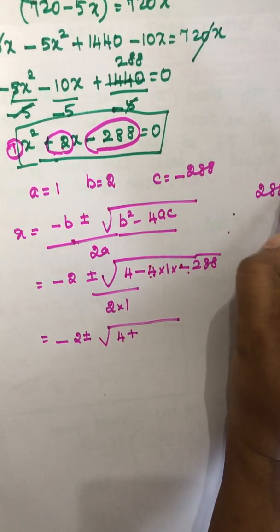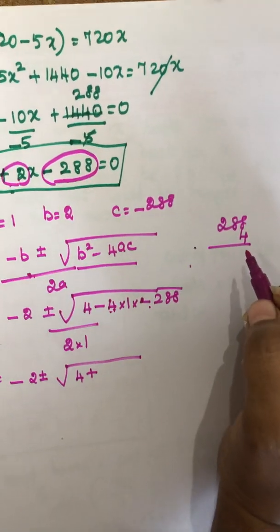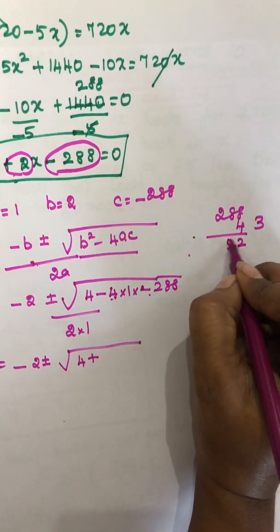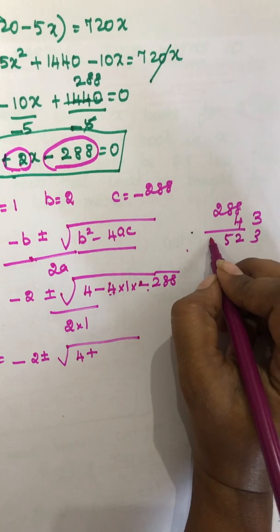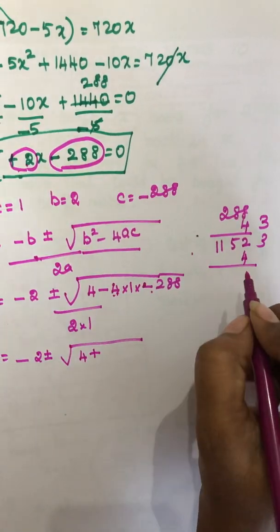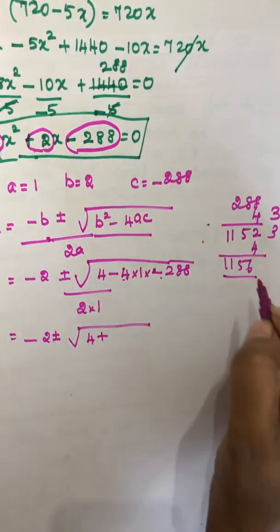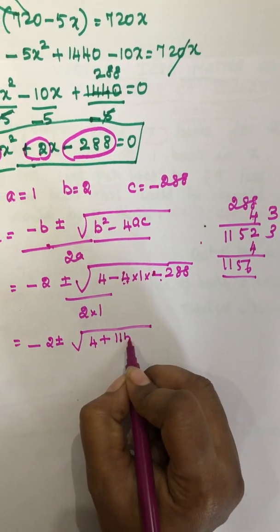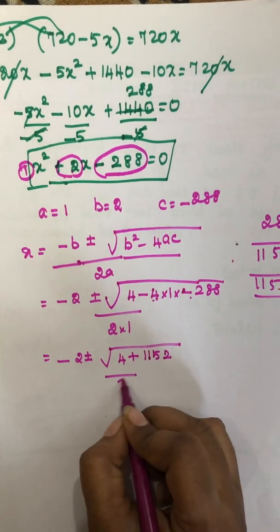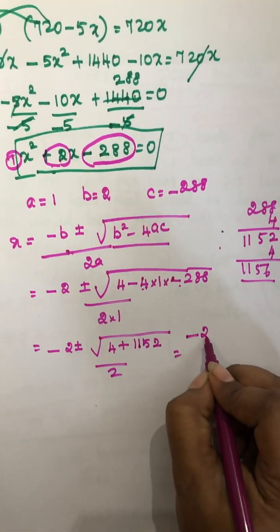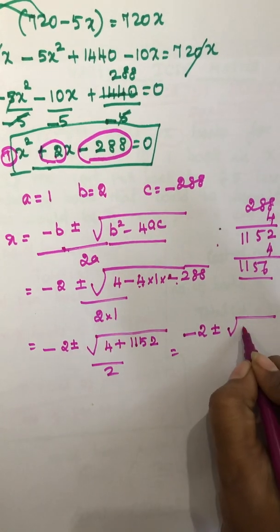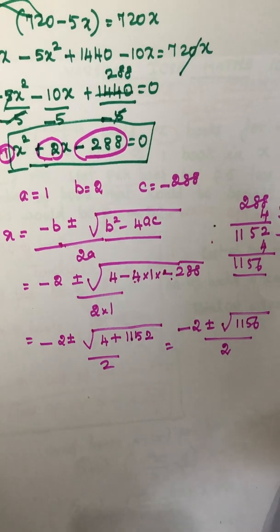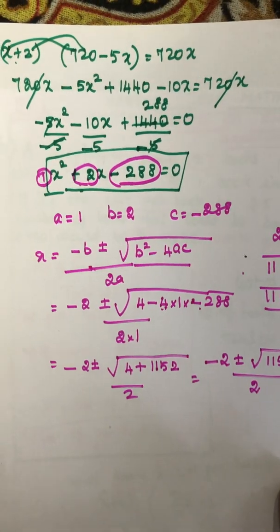So 288 into 4. Okay, so this is 1152, and add 4, so 1156. So what is this? Minus 2 plus or minus root of 1156, by 2. Okay dears, so you have to find the square root.